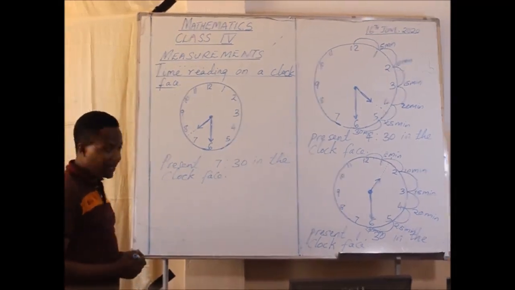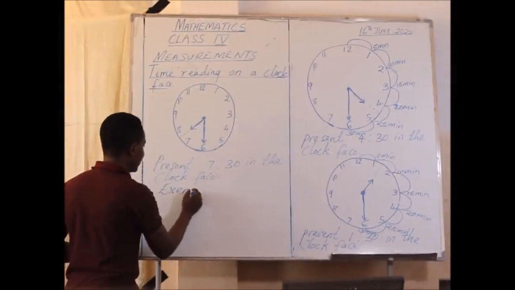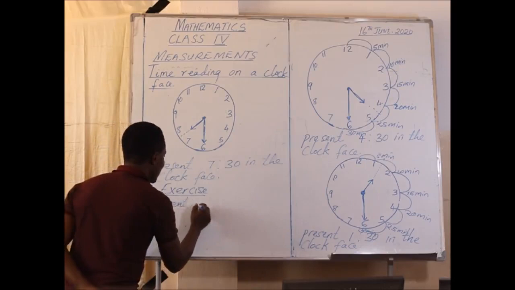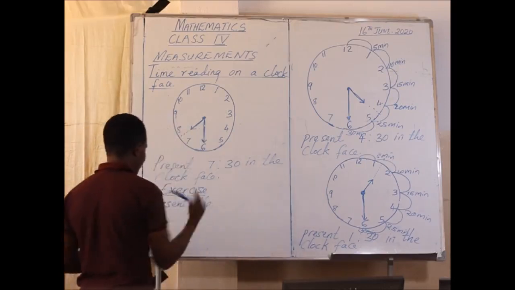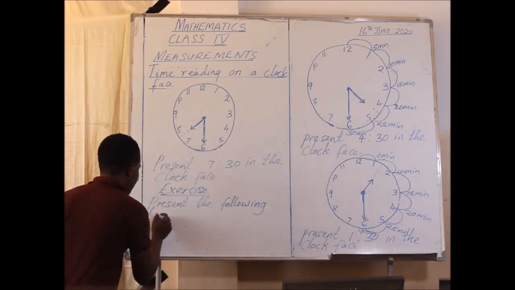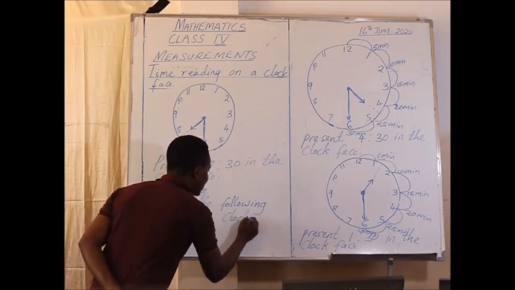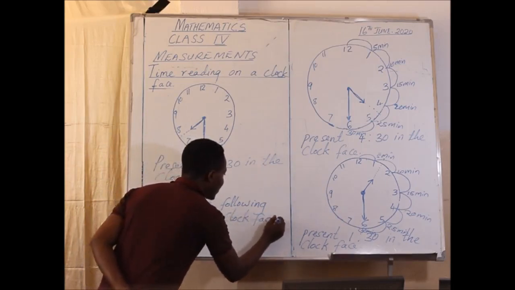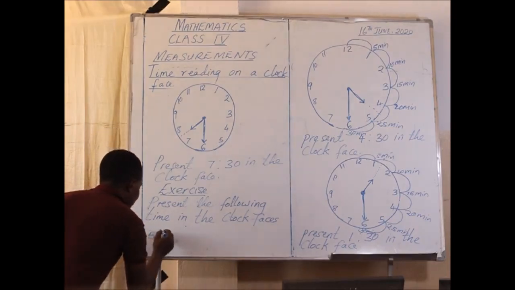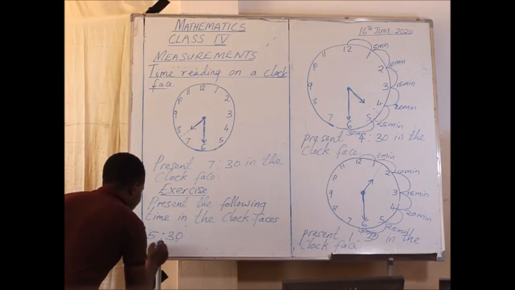Now there's an exercise here you are supposed to do by yourselves. Present the following times in the clock faces. Number one, half past five. Number two, half past nine.